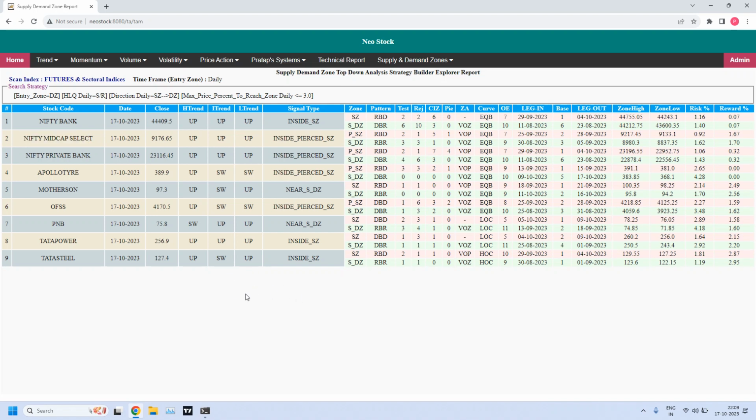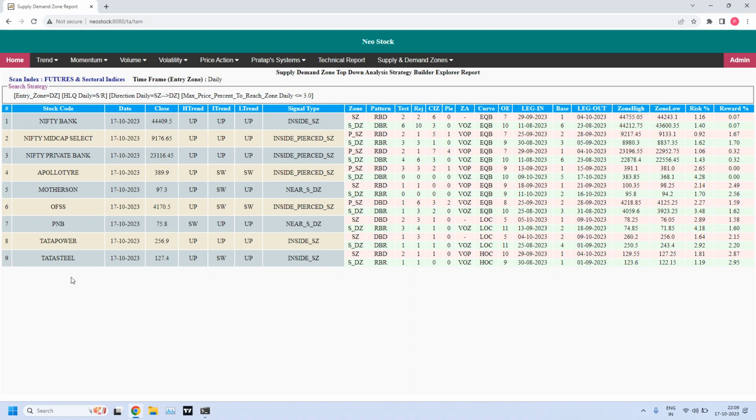So all these stocks are within 3% range starting from the demand zone. Now what you can do, you can focus, because sometimes if any of these stocks fell down by 3%, you can get an entry in that stock. That way this strategy is helpful to you.